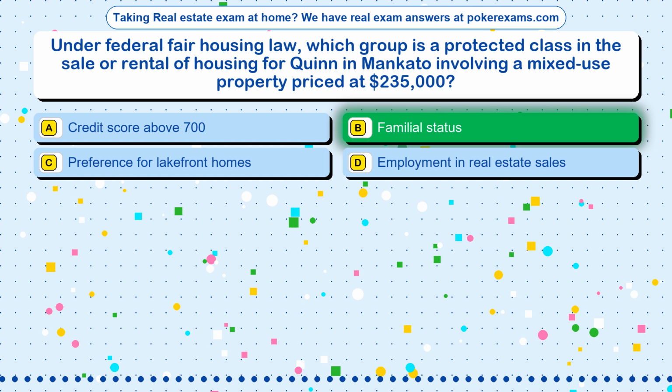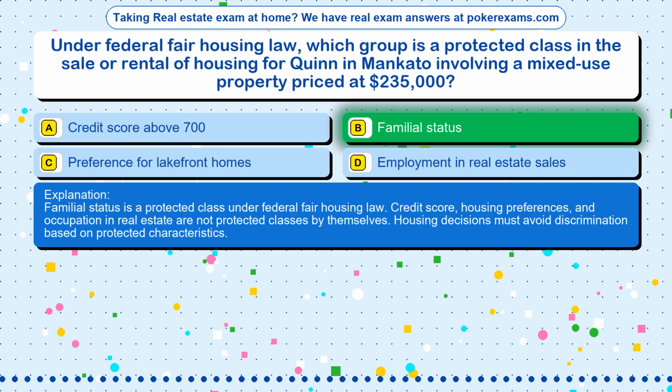The correct answer is option B, familial status. Familial status is a protected class under federal fair housing law. Credit score, housing preferences, and occupation in real estate are not protected classes by themselves. Housing decisions must avoid discrimination based on protected characteristics.